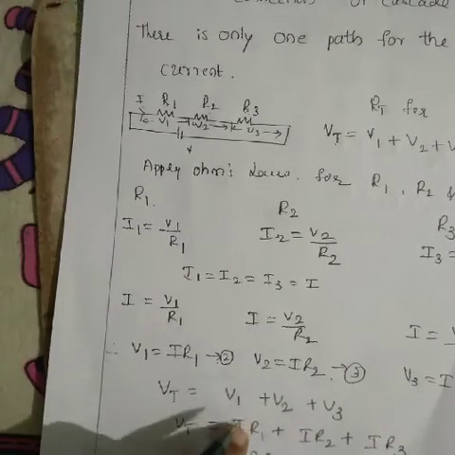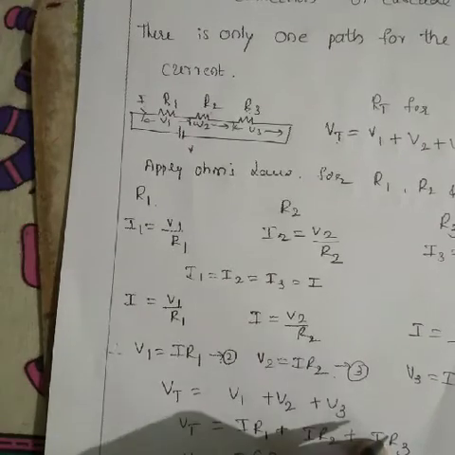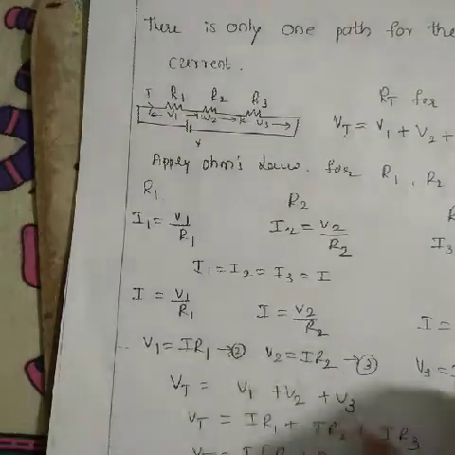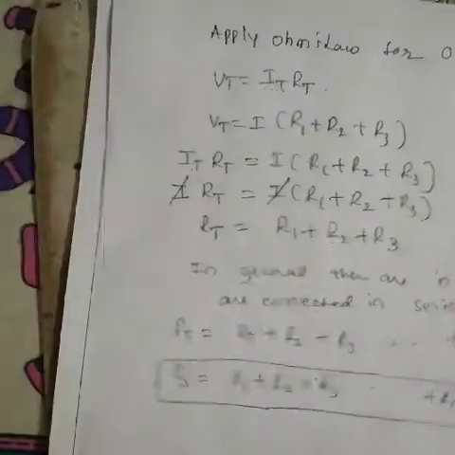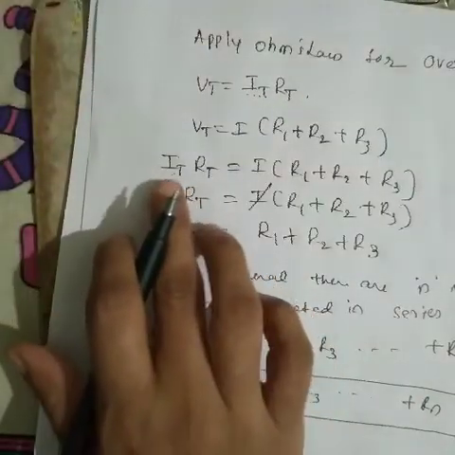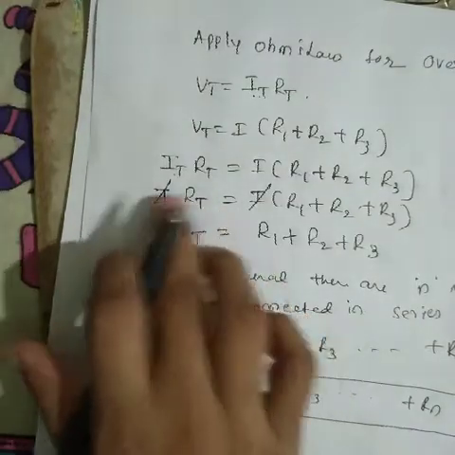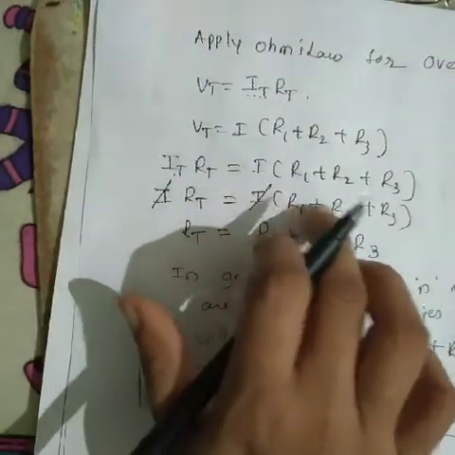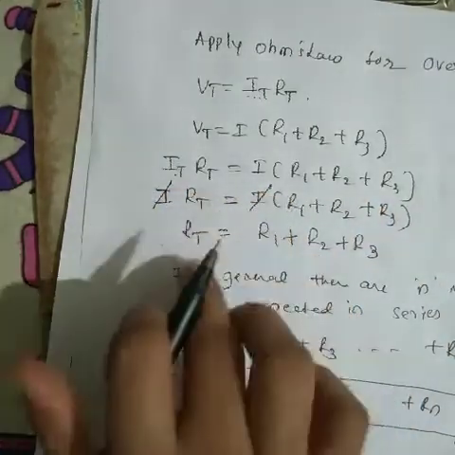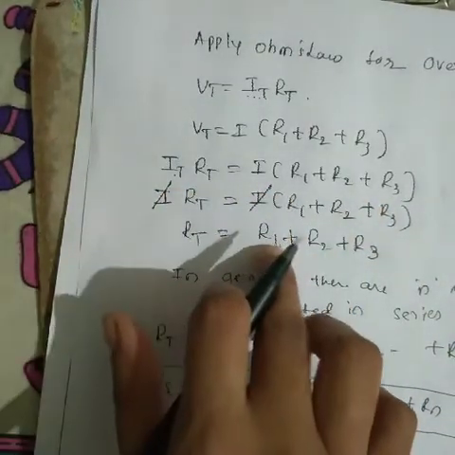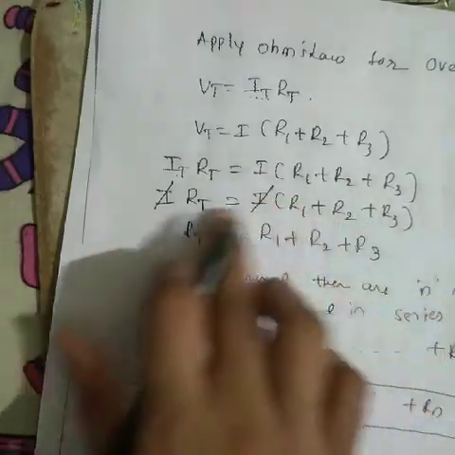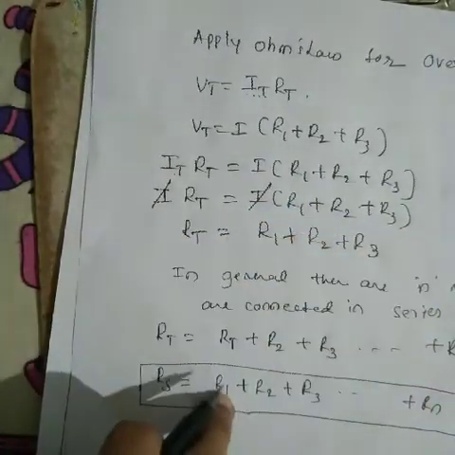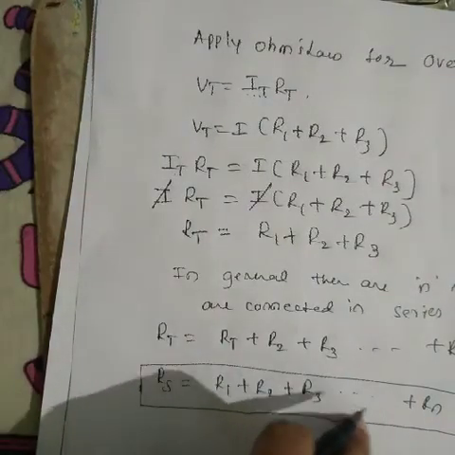V1 you can put I into R1, I into R2, I into R3. I is the common, R1 plus R2 plus R3, Vt as it is. Vt is nothing but total voltage. Then total voltage is equal to I into RT. Then I into RT is equal to I into R1 plus R2 plus R3, this I will get cancelled. Therefore RT is equal to R1 plus R2 plus R3. This is your series electric circuits, that is RS is equal to R1 plus R2 plus R3.